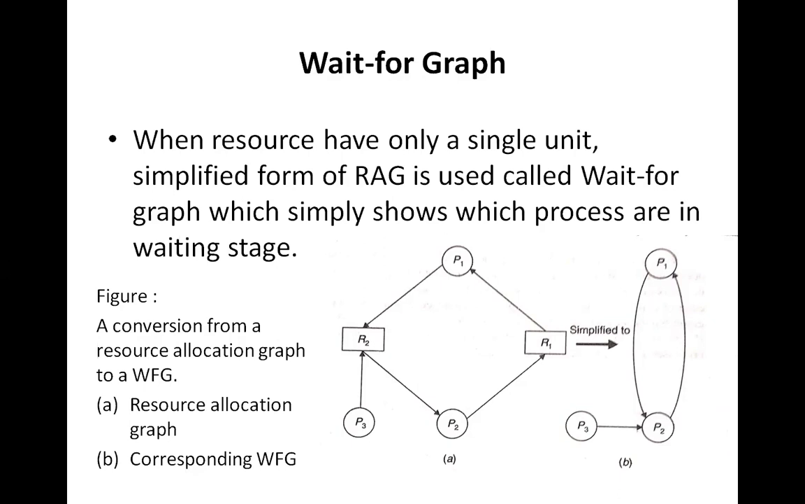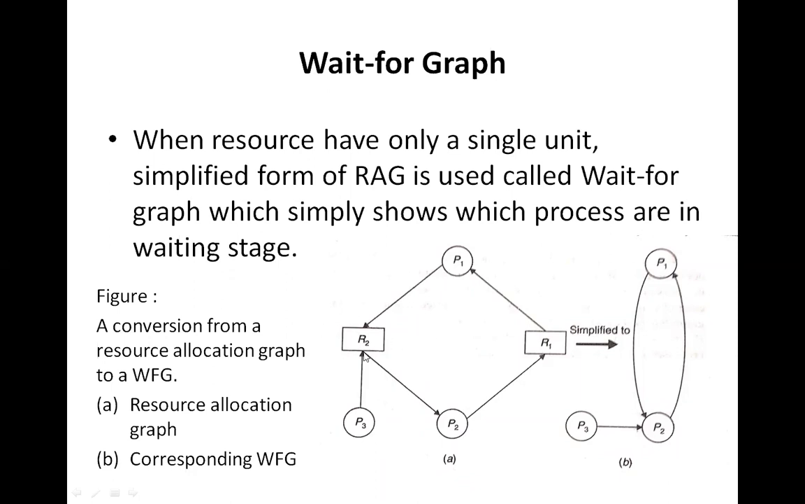Now, the wait-for graph clearly shows which processes are waiting for which process. For example, if you look at this graph, P1 is asking for R2 and P3 is also asking for R2, and R2 is assigned to P2. It means P1 and P3 both are waiting for P2 to release it. It means there will be an edge in the simplified graph, an edge from P1 to P2 as well as from P3 to P2.